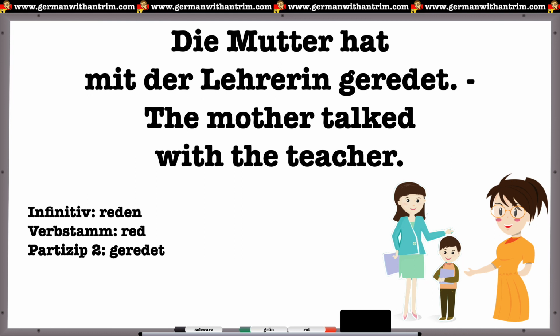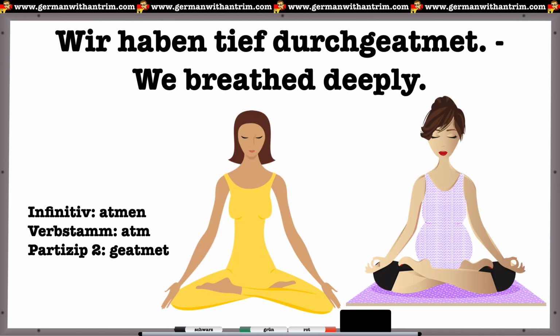Infinitiv reden, Verbstamm red, Partizip zwei geredet. Die Mutter hat mit der Lehrerin geredet. The mother talked with the teacher. Infinitiv atmen, Verbstamm atm, Partizip zwei geatmet. Wir haben tief geatmet. We breathed deeply.